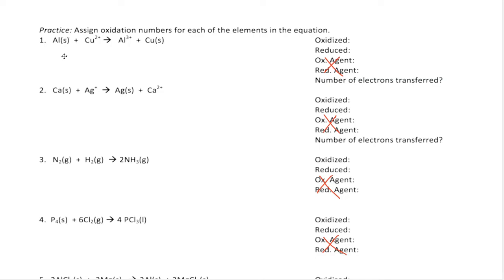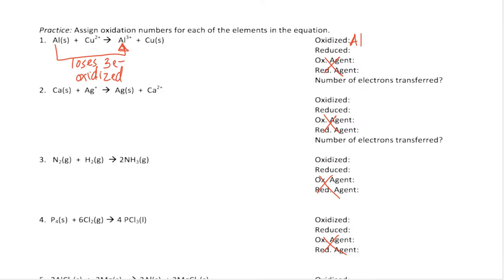So here, aluminum, here's how I do this. I put a line from aluminum to aluminum 3 plus, like that. And I say, okay, aluminum to aluminum 3 plus, it's losing 3 electrons. So therefore, it loses 3 electrons, it is oxidized. That's how you do it. All right, it's oxidized, you get the aluminum.